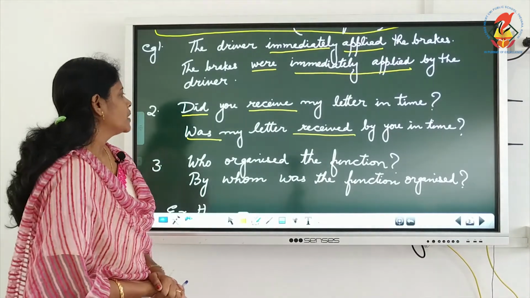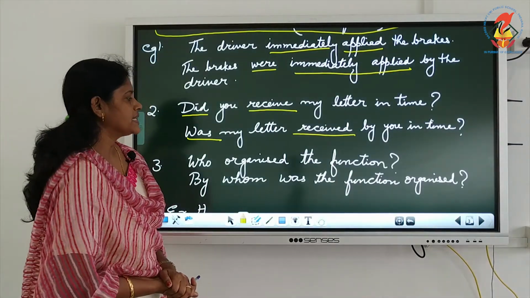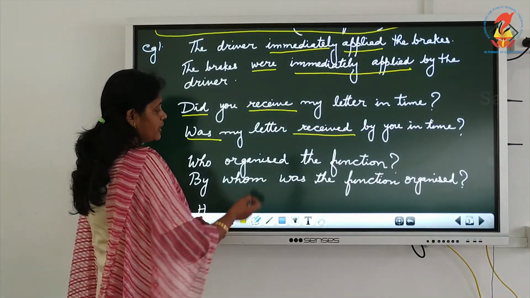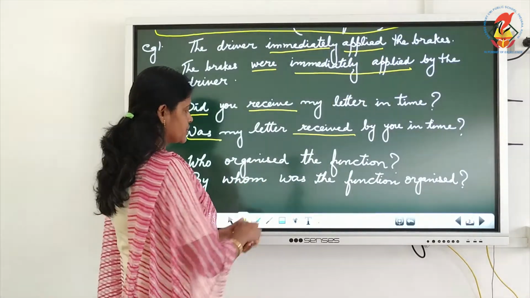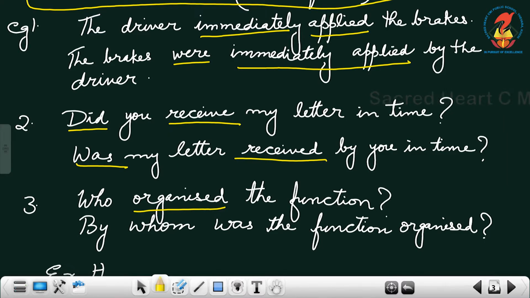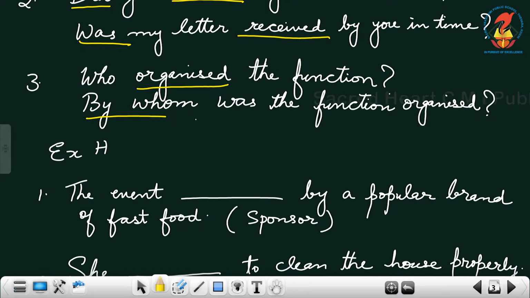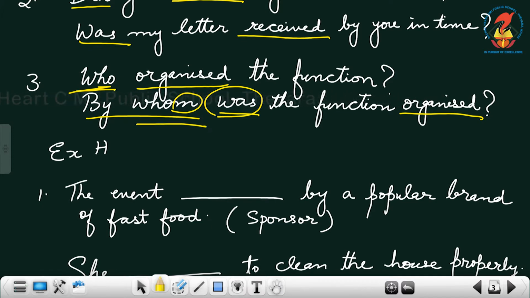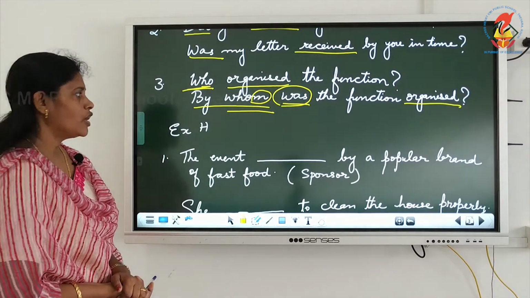Okay. Next is, who organized the function? So if it is who organized the function, this is the past tense. So how do we write it? By whom was the function organized? So you see was is here and the past participle form of the word. So who has become whom here. We have added the letter M. So who has become whom here. By whom was the function organized?